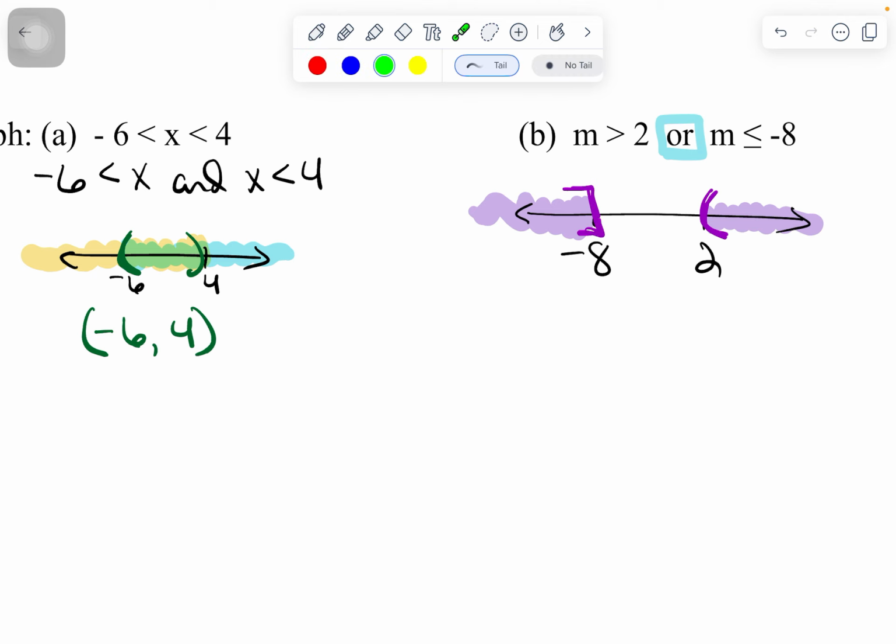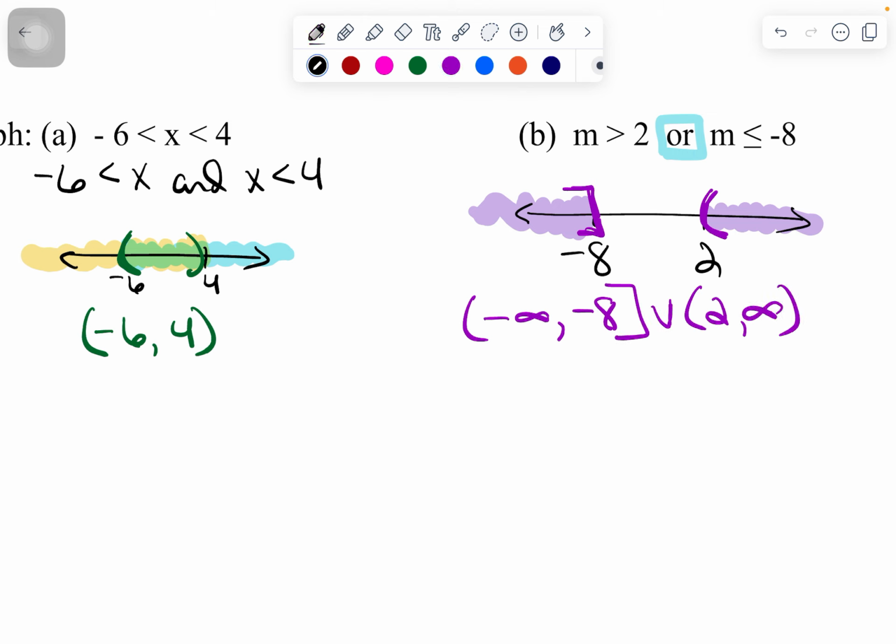And so for the disjunction, I'm looking for anywhere on the number line I have shading. So if we look at the far, far left, that's going to start off at -infinity, go to -8. Bracket there, union 2 to infinity. So that's a simple conjunction and a simple disjunction.